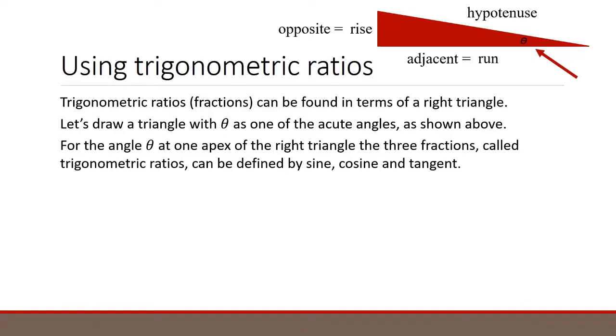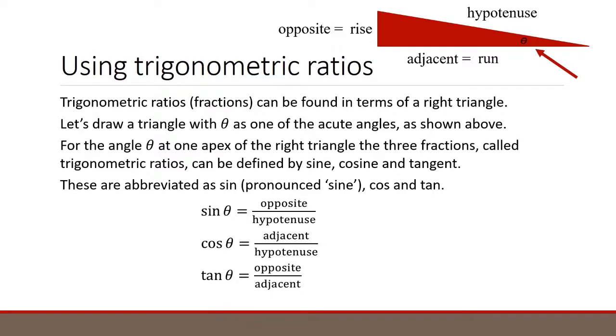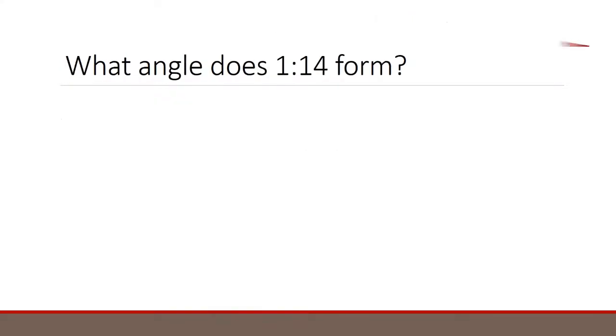For the angle theta at one apex of the right triangle, the 3 fractions called trigonometric ratios can be defined by sine, cosine, and tangent. These are abbreviated as sin, pronounced sine, spelled S-I-N, cos, and tan. Sin theta equals opposite over hypotenuse. Cos theta equals adjacent over hypotenuse. Tan theta equals opposite over adjacent.